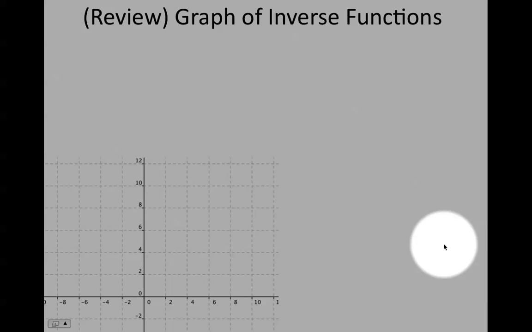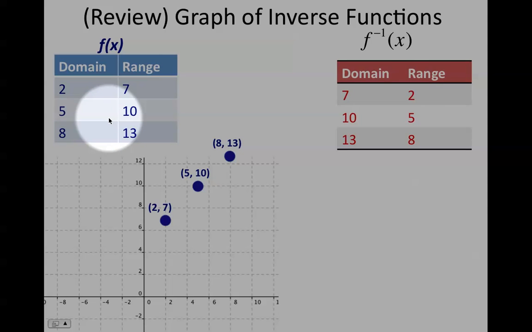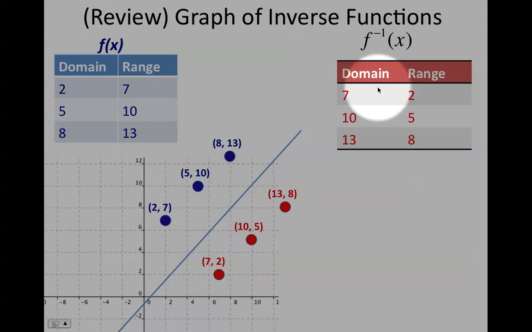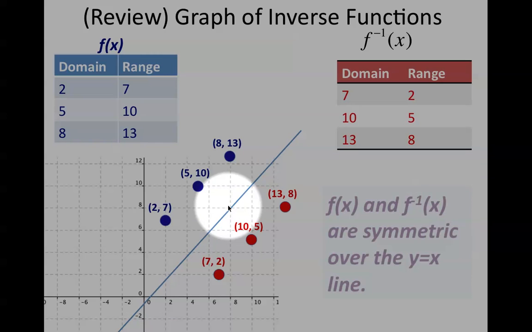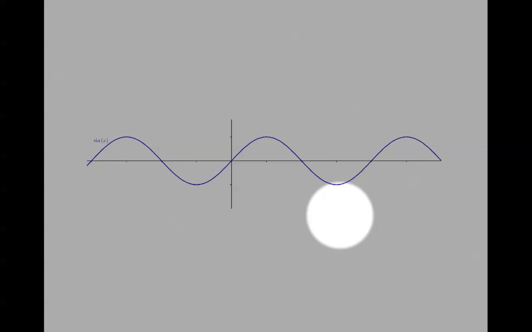So let's look at the graph of inverse functions, and this is also a review. If I plot all these points here for f of x on the graph, and then I plot all of the points for the inverse of f, or f inverse, you can see that it is symmetric over the y equals x line. And really that's how an inverse and its function are related graphically.